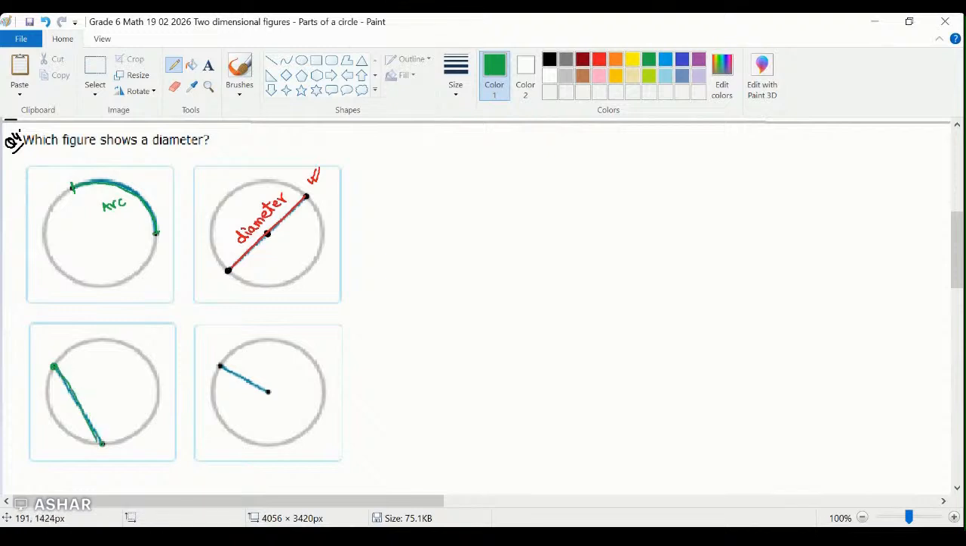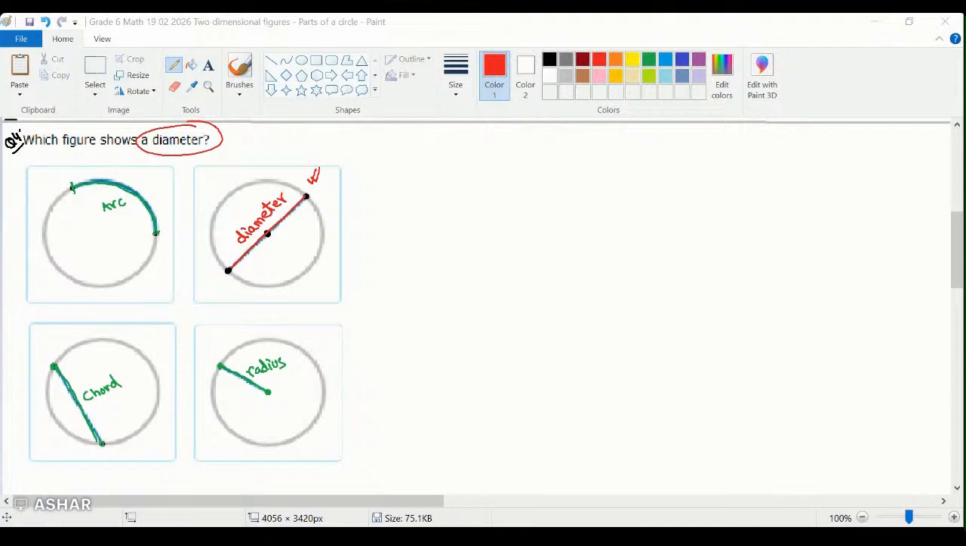So can we say this is a chord? And this line that touches from the center to the circumference is always the radius. So we had to find the diameter. So we label, yes, right top is a diameter. Perfect. We just have to find the diameter, but what we are trying to do is label the remaining values as well.